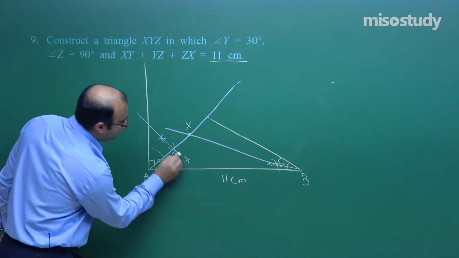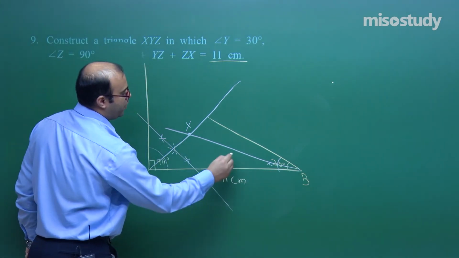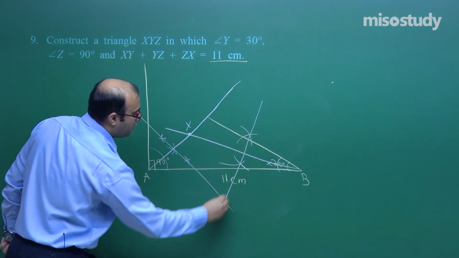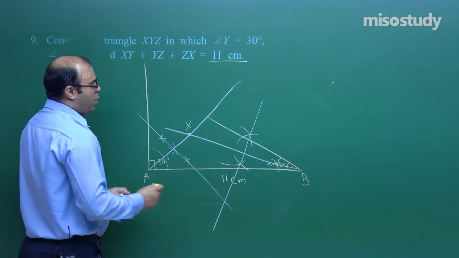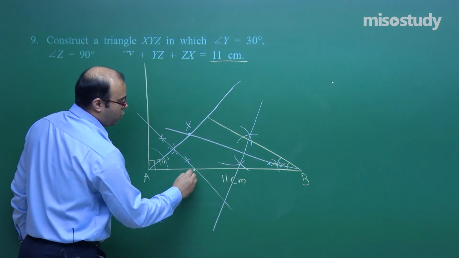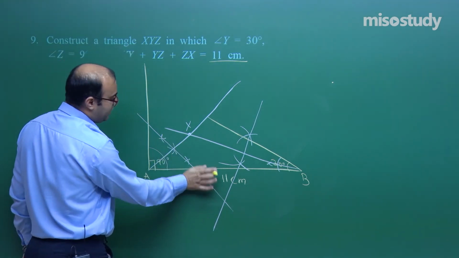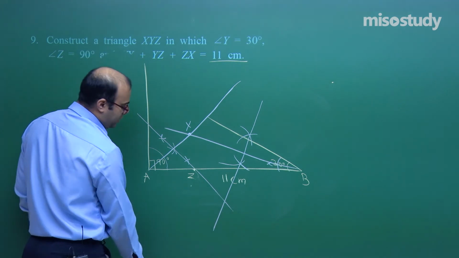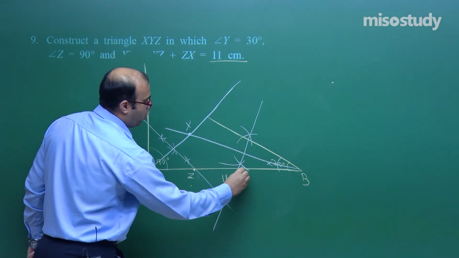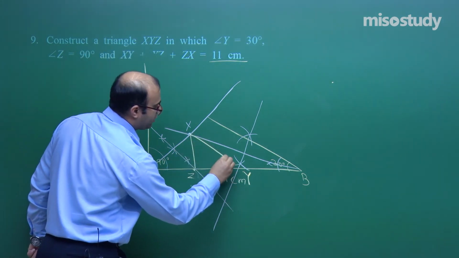Now, taking this line XA as the line segment, draw the perpendicular bisector of this line. So perpendicular bisector of this line is this, and also draw the perpendicular bisector of XB. So this perpendicular bisector of XB will be like this. Now this is the point where this perpendicular bisector intersects AB. Call it as Y, and this internal angle, call it as Z. Now join XZ and XY.